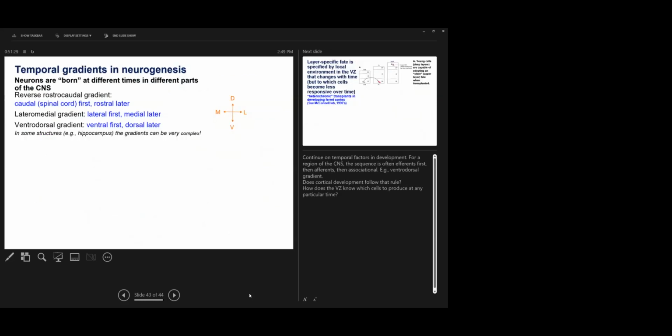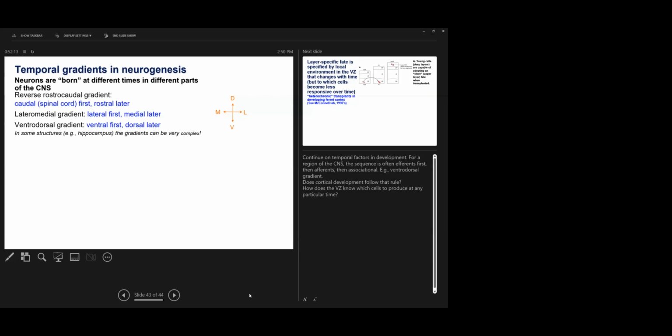Another mechanism is that it depends on different temporal gradients, that is, at what time neurons are forming. It also depends on different locations where the neurons are formed. Here three mechanisms are discussed: the reverse rostrocaudal gradient, the lateromedial gradient, and the ventrodorsal gradient. In the brain, you have the ventral surface, dorsal surface, lateral surface, medial surface, and the rostral side and the caudal side.